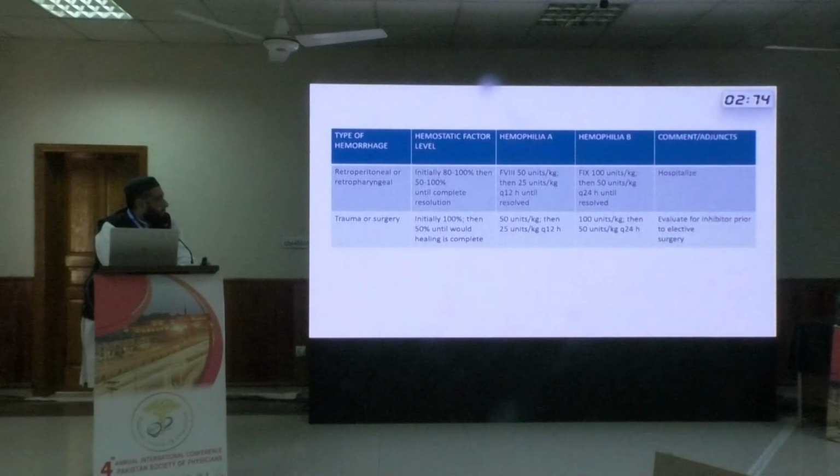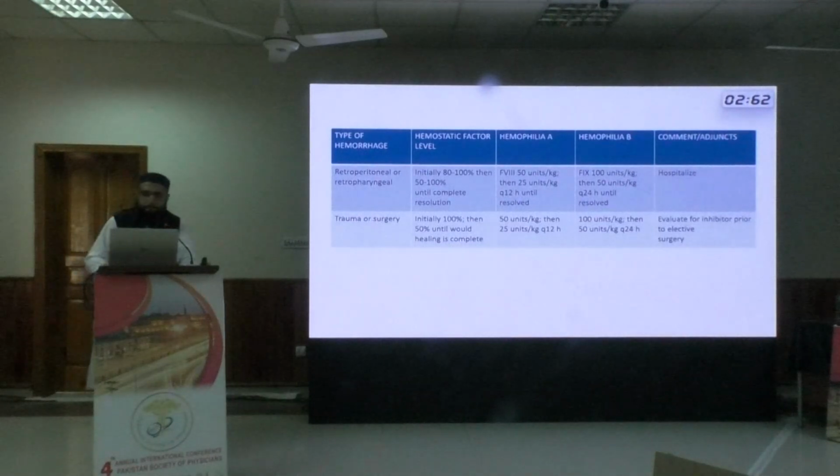Retroperitoneal and retropharyngeal abscesses are life-threatening. Those patients should be admitted and should receive factor 8 till they are asymptomatic.